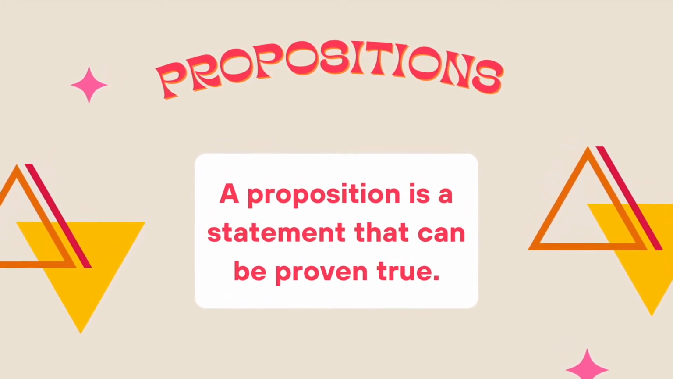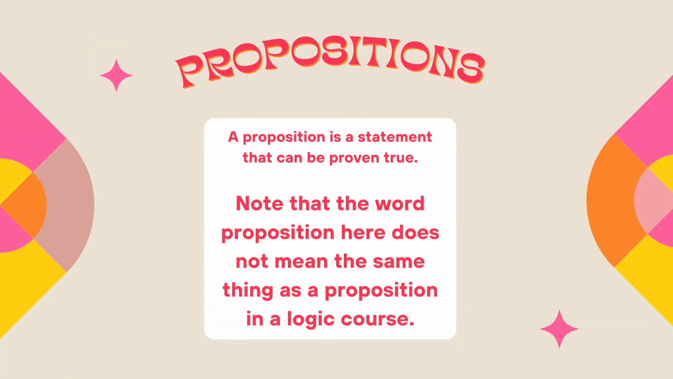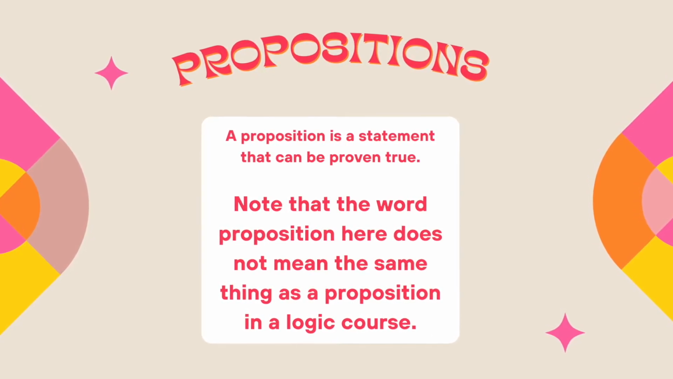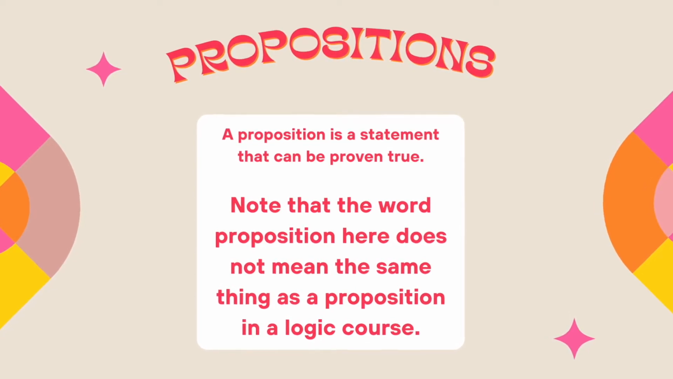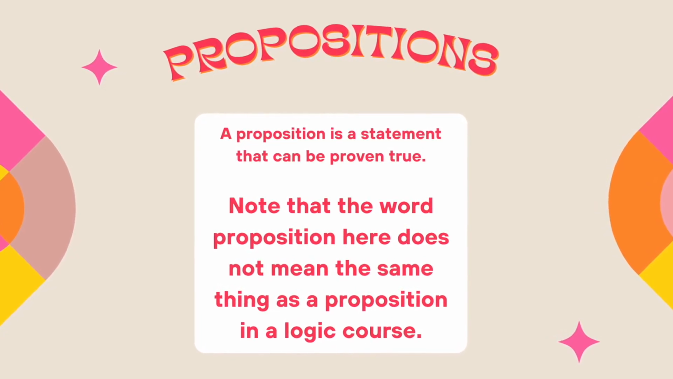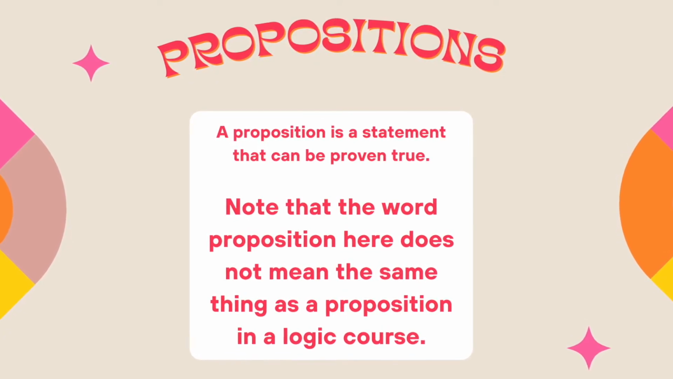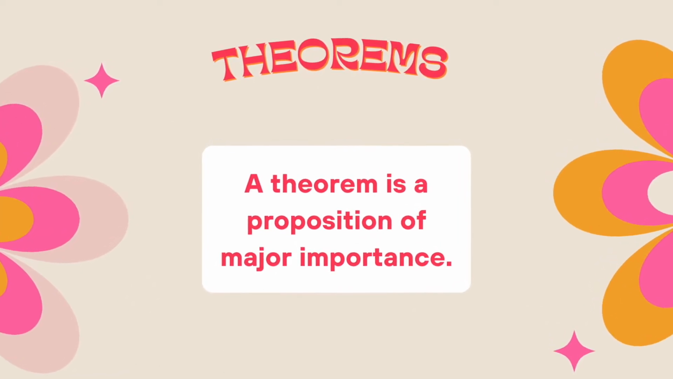A proposition is any statement that can be proven true. And I want to clarify that this is not the same as a proposition if you're taking a logic course. If you're in a philosophy course on logic, proposition means something else. But in general, in math, a proposition is a statement that can be proven true. And we'll give an example shortly, but let's define theorems as well.